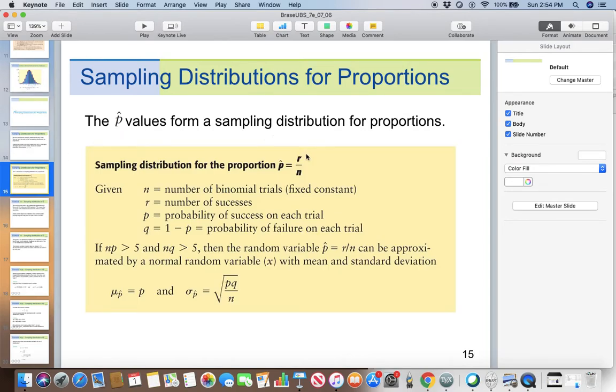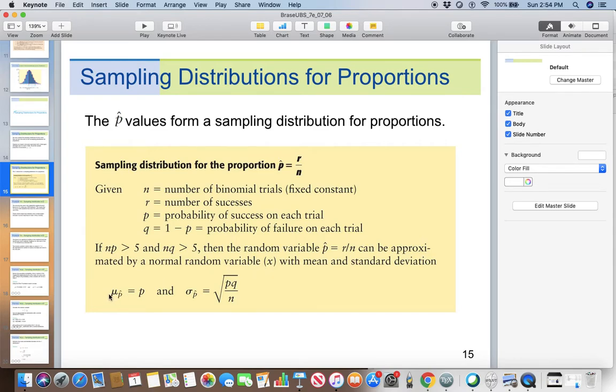Okay. So, sampling distribution for proportion. N is the number of binomial trials. R is the number of successes. P, probability of success on each trial. Q, which is 1 minus P, probability of failure on each trial. If n times P is greater than 5 and n times Q is greater than 5, then P hat, which is R over n, can be approximated by a normal random variable x.